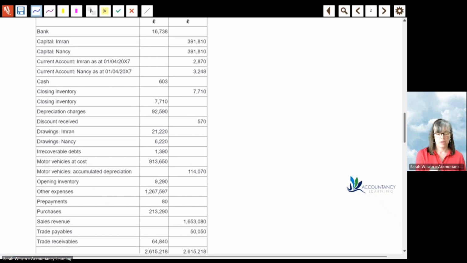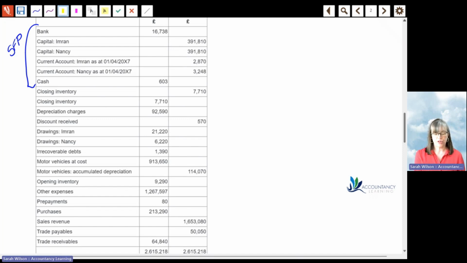So when we're looking through our trial balance, we want to identify, is it an asset or a liability, capital or drawings, in which case it's on the statement of financial position, or if it's anything related to your income and expenses, then it'll be on your statement of profit or loss. So looking through these first few up here, bank, capital and current accounts and cash, all of those will actually be on the statement of financial position. So for the first part of this question, we don't need to worry about them.